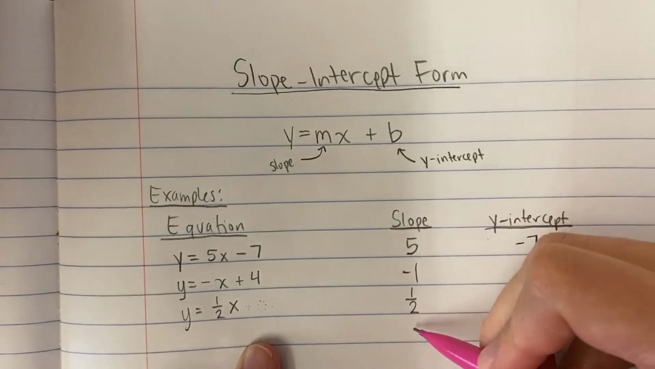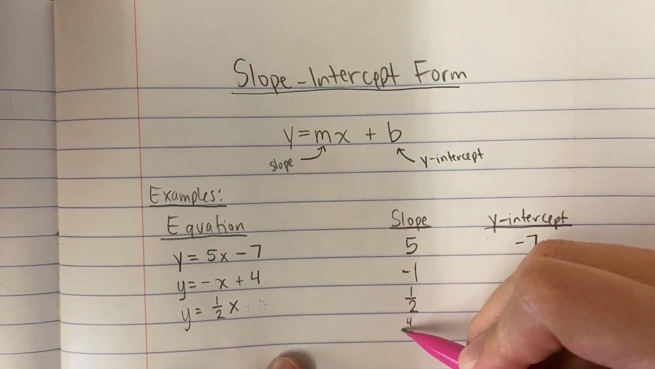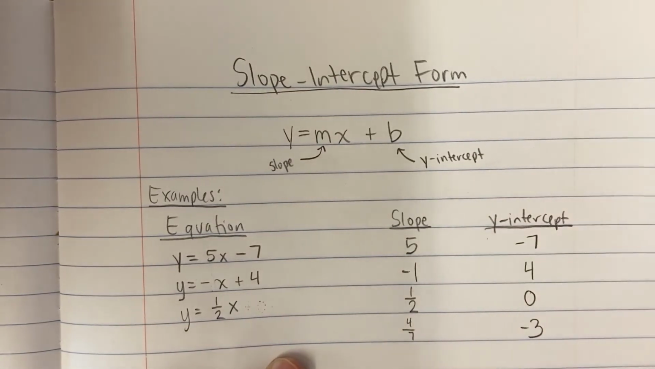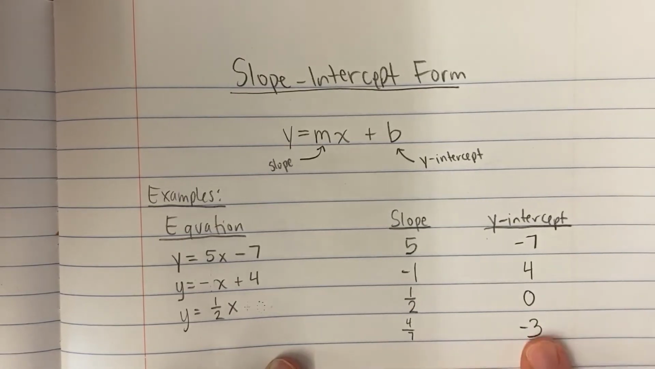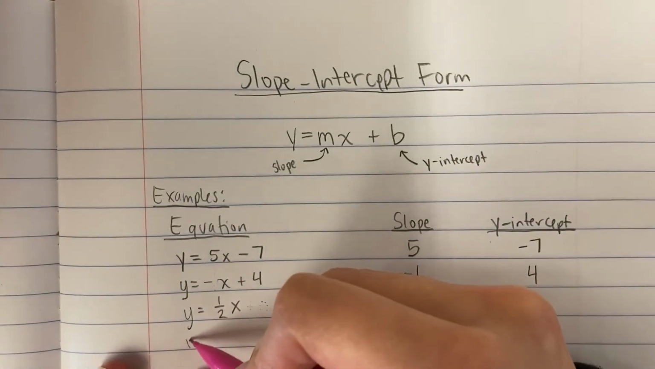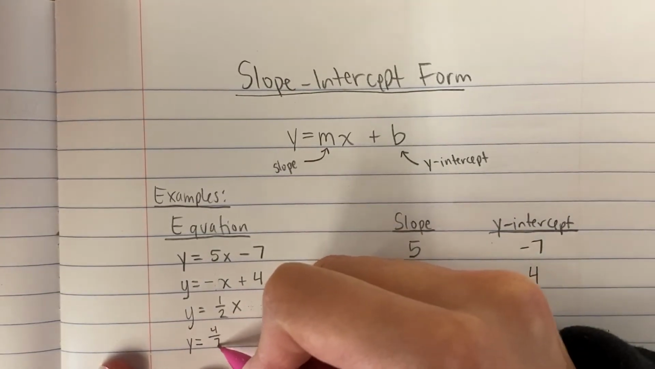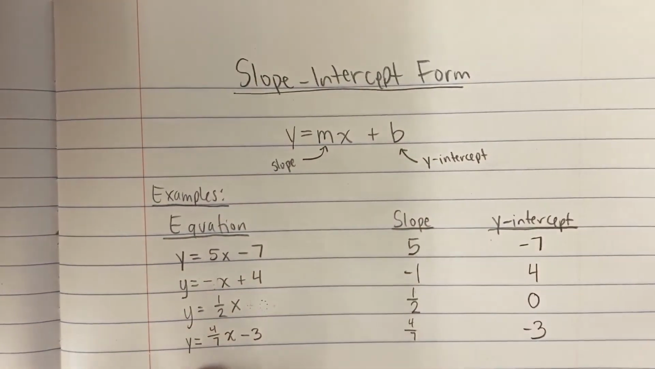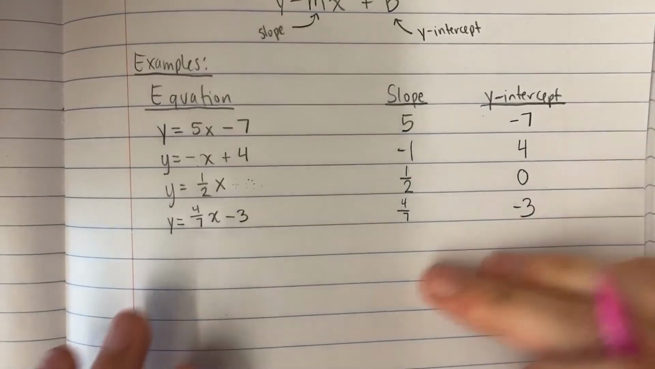Okay, and we can go the other direction too. What if I told you my slope is 4/7 and my y-intercept is negative 3? You could go from this information to an equation. You would write y equals m, 4/7, x plus b. So it can go the other way too.